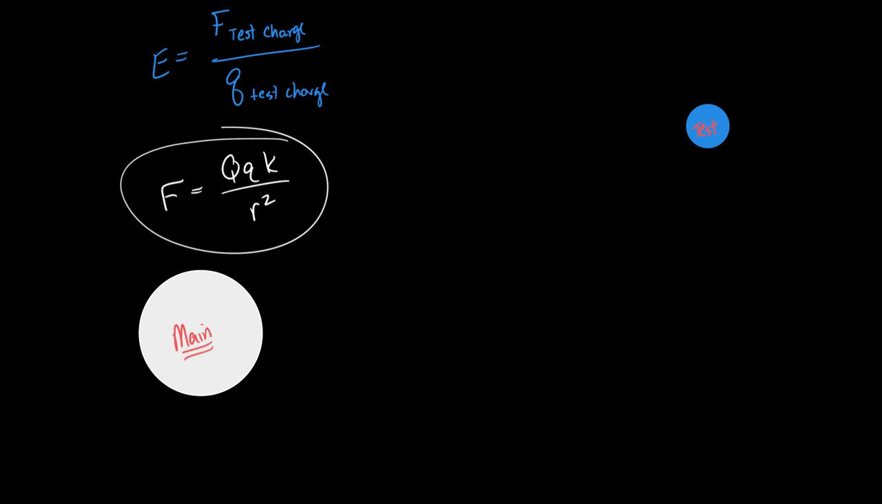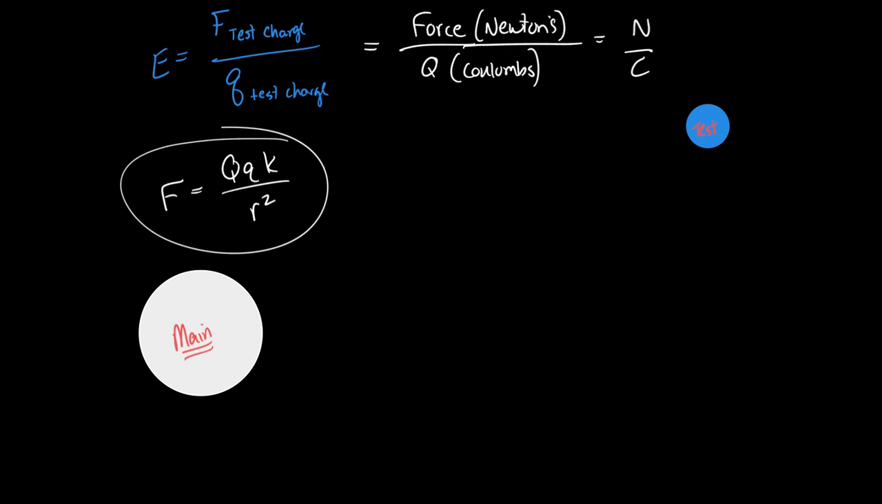Now, I am defining electric field, and I'm defining it in terms of the force experienced by that charge, which is going to be in newtons, and the size of one of those charges in coulombs. Which means the electric field has these weird units of newtons per coulomb. And because force is a part of this, the electric field is a vector quantity.